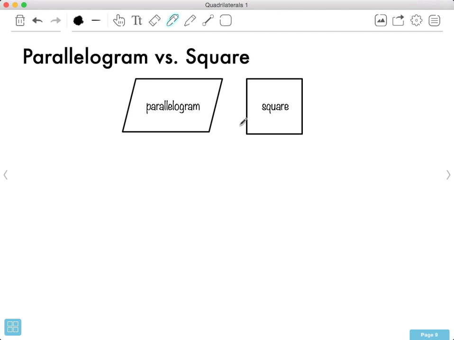In a parallelogram versus a square, a square has two diagonals of equal length. A parallelogram does not. In a square, the diagonals meet at a 90-degree angle. In a parallelogram, they do not. In a square, all four sides are the same length. In a parallelogram, they are not. They do both have pairs of sides that are parallel, so that's a similarity. In a square, they have 90-degree corners, whereas in a parallelogram, it does not.